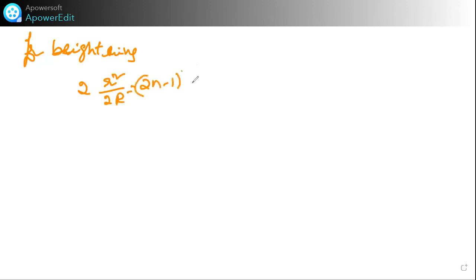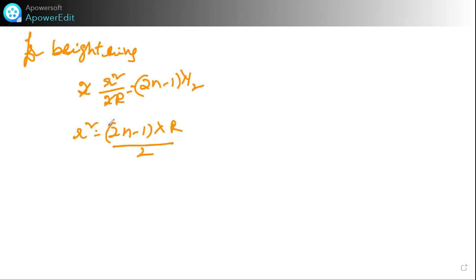So for bright ring, 2 into t, where t means r square by 2R, is equal to, what is the value, (2n minus 1) into lambda by 2. 2 cancelled, r square is equal to (2n minus 1) into lambda R by 2.